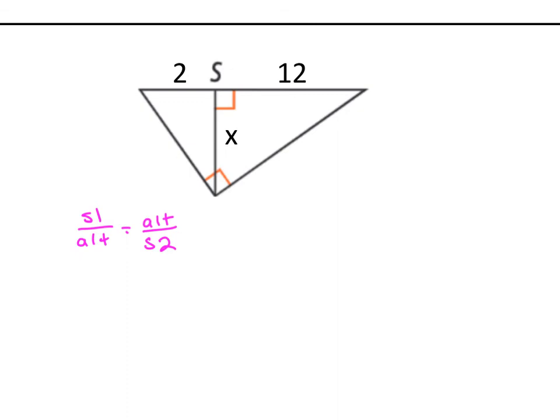The one inside the triangle is the altitude. So this is always the altitude. And you're trying to find X, yep. Wait, so X equals 12?